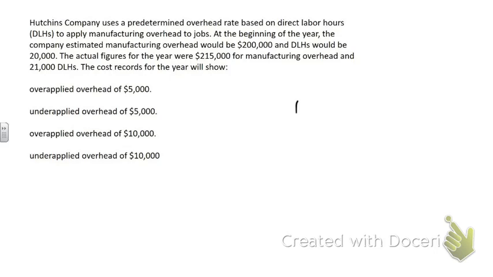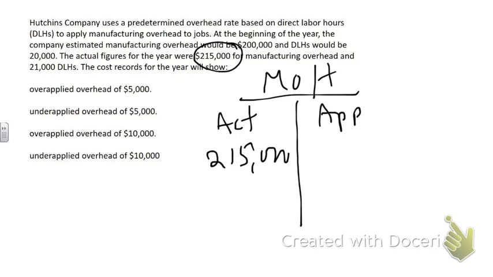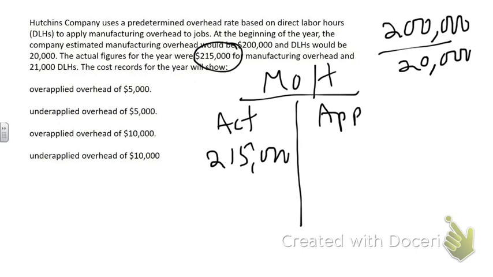Once again, I'm going to set this up as a T account. I love my T accounts. So I'm going to put my manufacturing overhead. I'm going to put actual over here. I'm going to put applied over here. They told us that the actual was 215. Okay. They didn't tell us the rate, but we know that at the beginning of the year, they said they were going to spend $200,000 and use 20,000 hours of direct labor hours. Okay, so that meant that they were going to apply the overhead at a rate of $10 per hour.